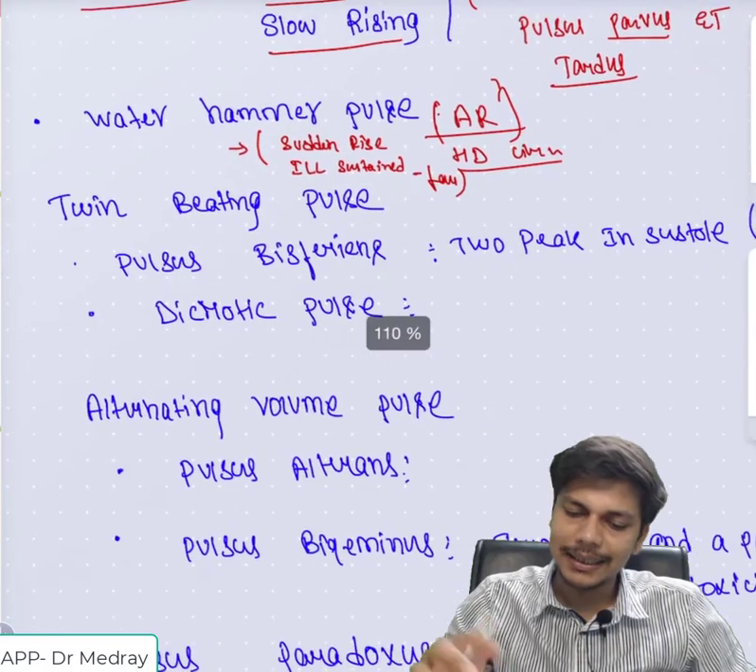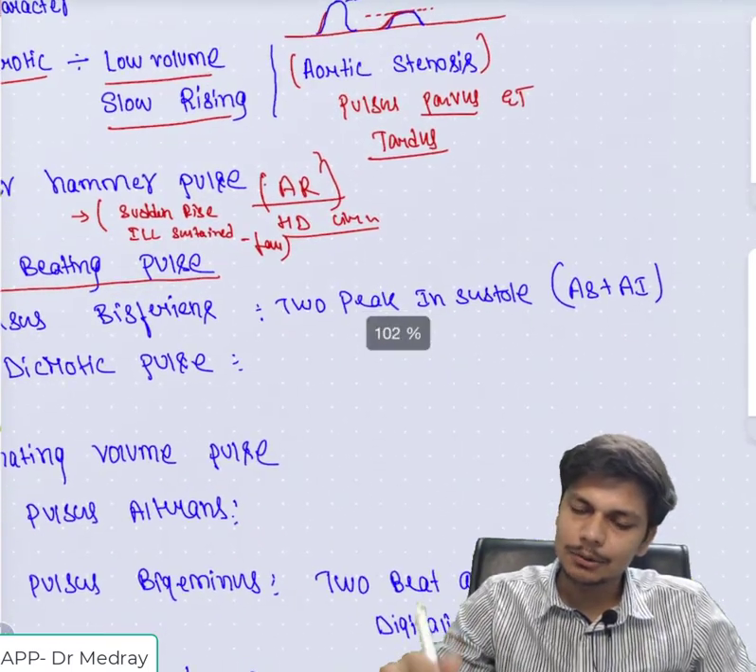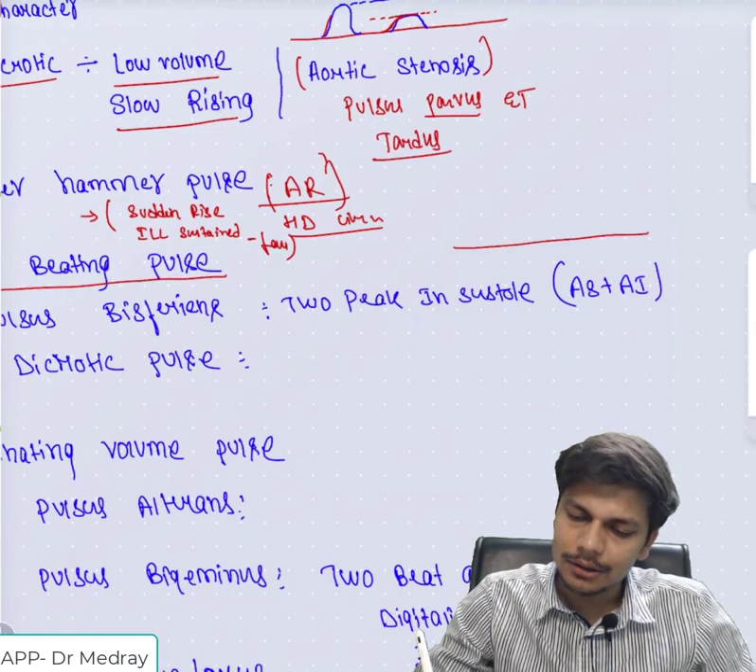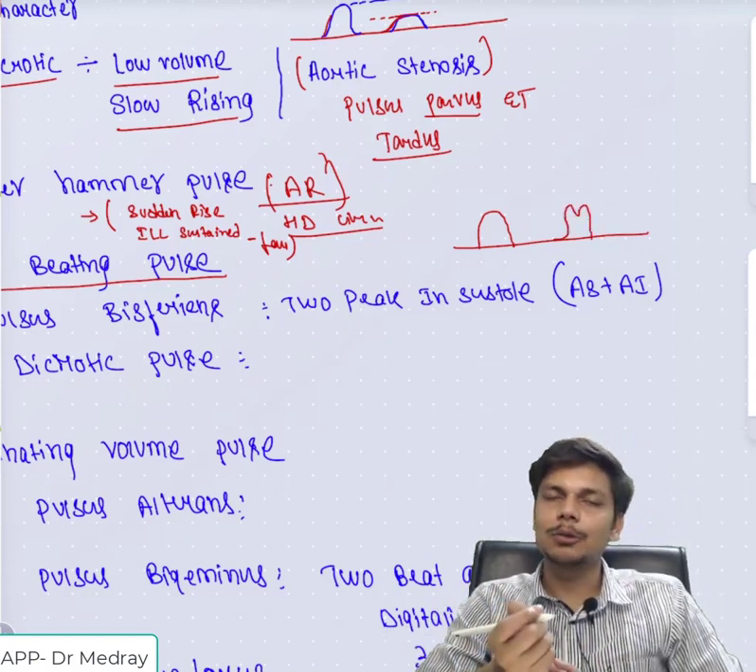If the patient is having a twin beating pulse, it means there are two peaks. Here you can see this was your normal pulse, which had one beat. In this, the patient will have a two peak pulse, or a twin beating pulse.